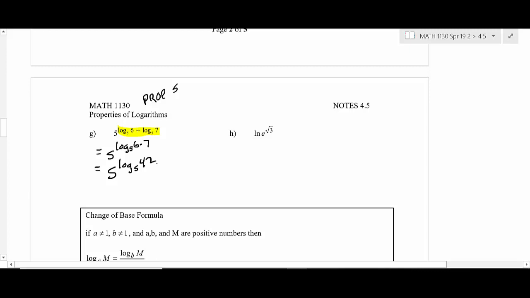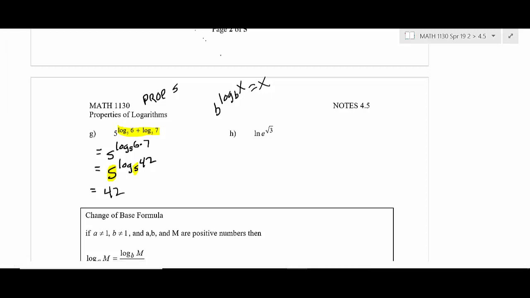42. That's that property that we said: anytime you have b raised to the log base b of x, the answer is whatever that number is. So that's 42 by the property we learned. But again, make sure those bases are the same. If they aren't, it's not going to be 42. So that's how that one goes.